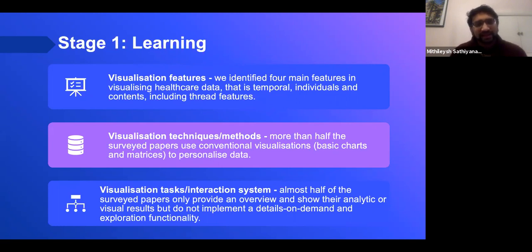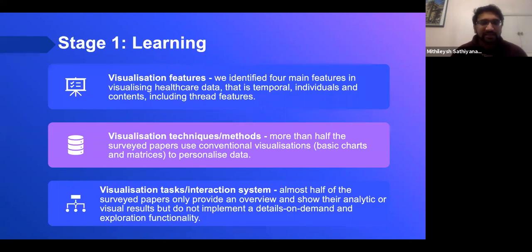The other thing we started understanding is the visualization techniques that we need to implement to make it a real personalized solution. After surveying a lot of papers, we understood it's better to use conventional visualizations. The reason is that not all doctors are tech savvy enough to understand complex visualizations or complex diagrams. So it's much better to use basic charts and basic matrices. Basic charts are nothing but a heat matrix, bar charts, line graphs, and so on.